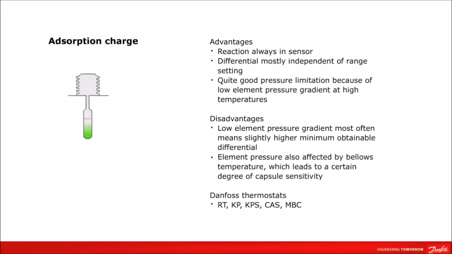The advantages of the absorption charge are that the reaction is always in the sensor, the differential is mostly independent of range setting, and there is quite good pressure limitation because of the low element pressure gradient at high temperatures. The disadvantages are that a low element pressure gradient most often means a slightly higher minimum obtainable differential, and that the element pressure is also affected by bellows temperature, which leads to a certain degree of capsule sensitivity.